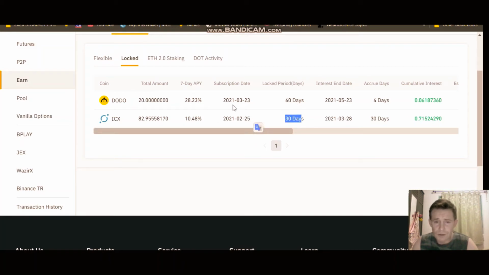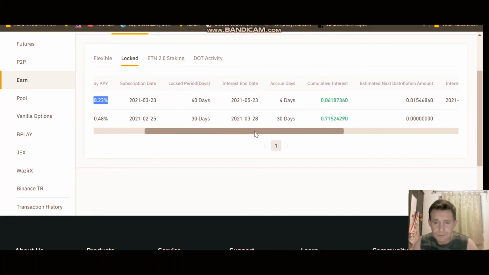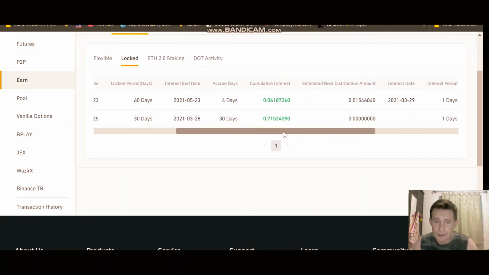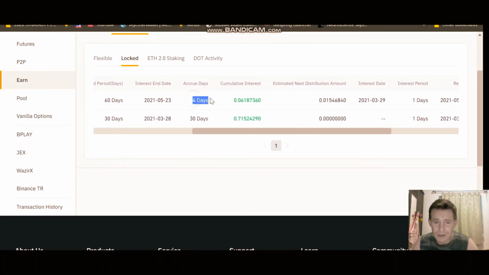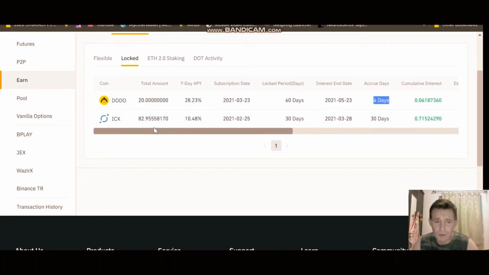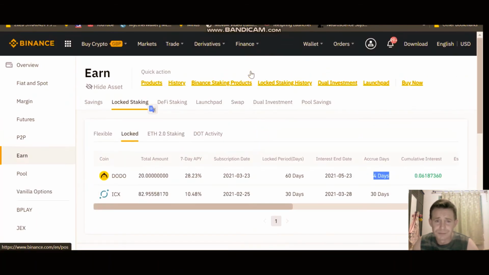I have 20 Dodo locked for 60 days at 28%. Now you'll not see many banks giving you these. Okay, and I've accrued 4 days, so I've got a bit to go yet. But that's okay, I've one more. And there's Dodo. Extinct.